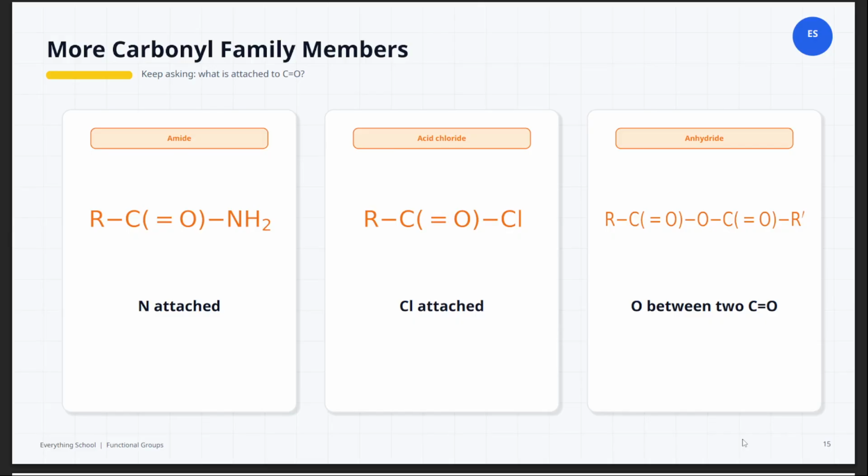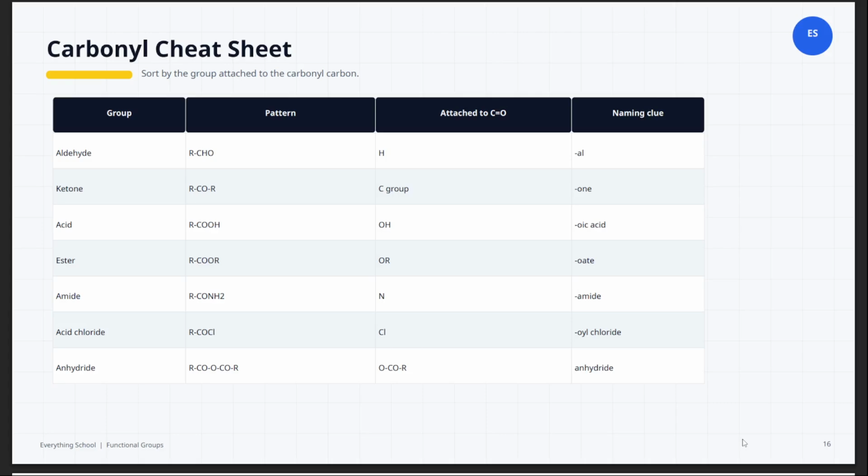Nitrogen means amide. Chlorine means acid chloride. Oxygen between two carbonyls means anhydride. This cheat sheet is the carbonyl family in one idea. Start with carbon double bonded to oxygen, then sort by the group attached to the carbonyl carbon.